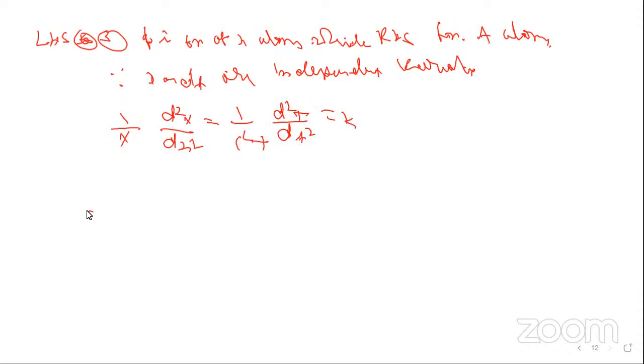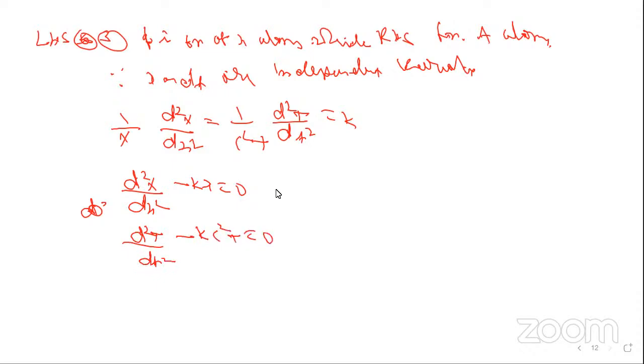So d square capital X by dx square minus kX equal to 0, and d square T by dt square minus k c square T equal to 0. These two are equation number 4.